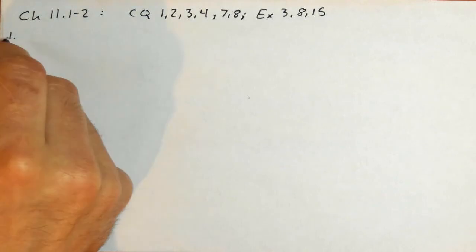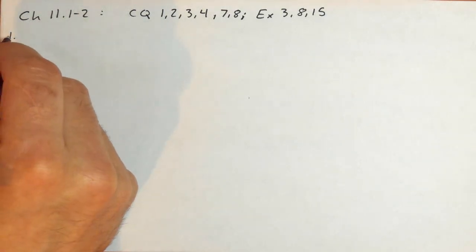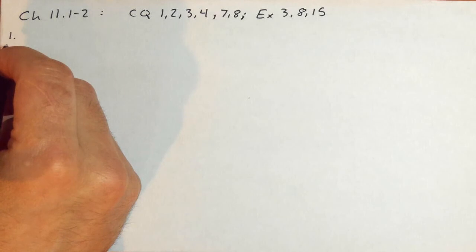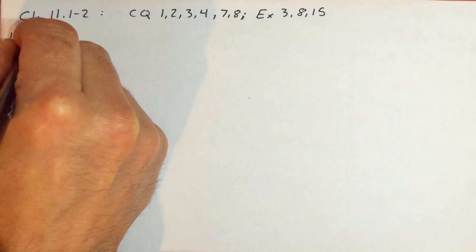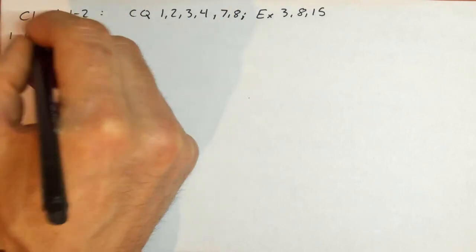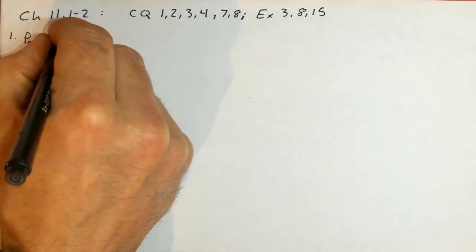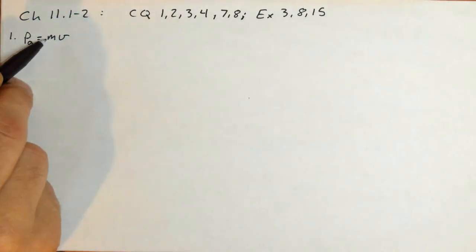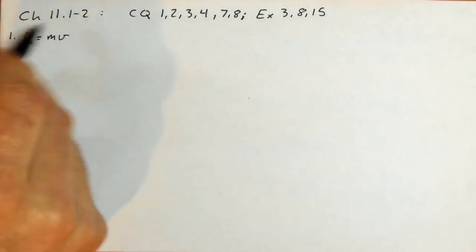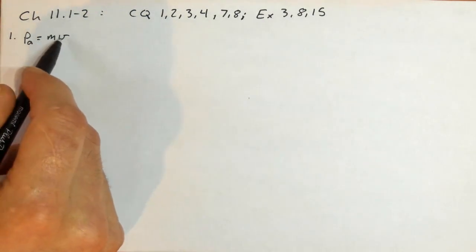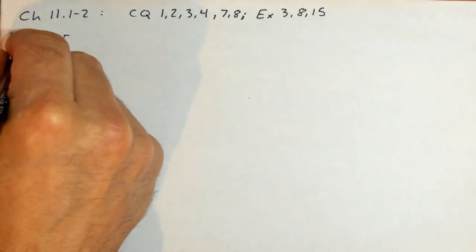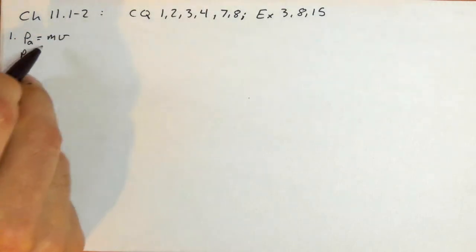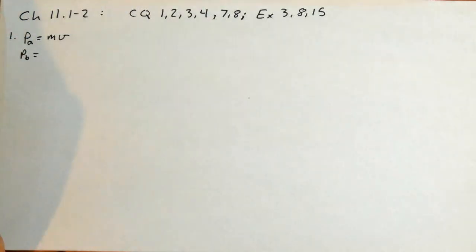So starting with concept question 1, we have a variety of different boxes of different masses and moving with different speeds. I'm going to go ahead and just start with the first one. Say the momentum of the first box is equal to mv. Okay, so m, as given in the problem for that one, is 20 grams, and v is 1 meter per second. So I'm going to just relate everything to 20 grams and 1 meter per second. Okay, so with that being said, PB in terms of mv is what?